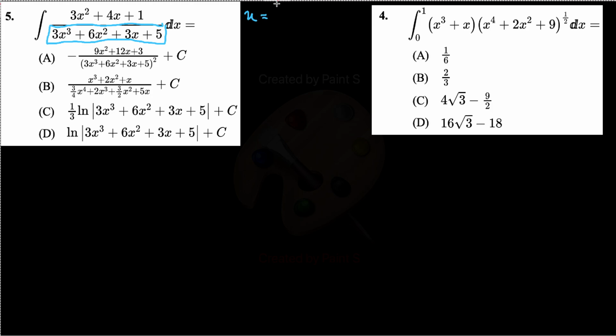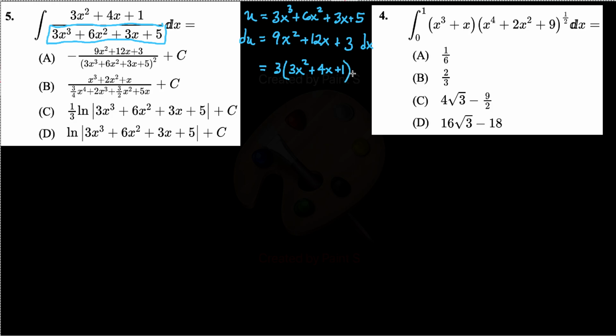So I'll say u equals 3x cubed plus 6x squared plus 3x plus 5. Now I differentiate with respect to x, and I get 3 times 3 is 9, x squared plus 12x plus 3. The derivative of 5 is, of course, 0, and this is dx. Now if you look, I can factor out a 3 from each of these terms, and it becomes clear that I did this the right way, because this becomes 3 times (3x squared plus 4x plus 1) dx. I know I've done this correctly because this inside is exactly the numerator.